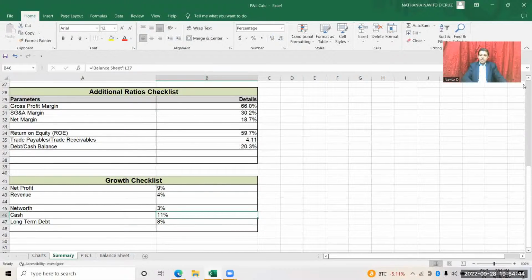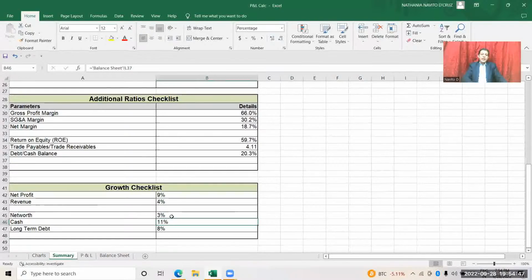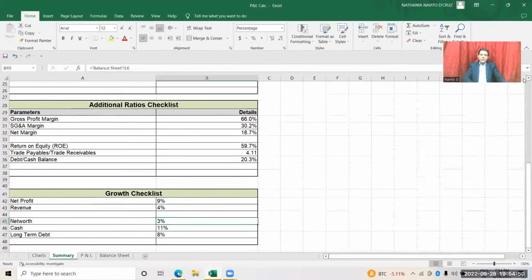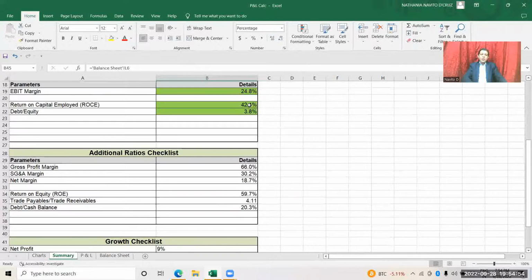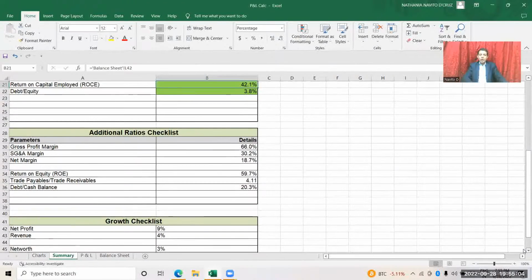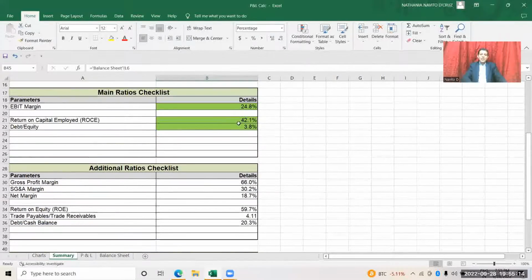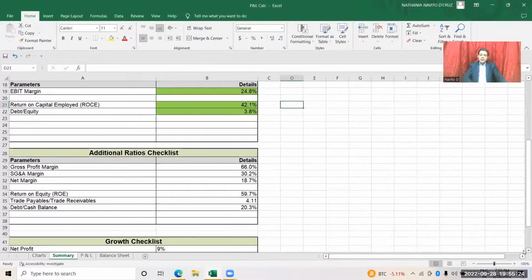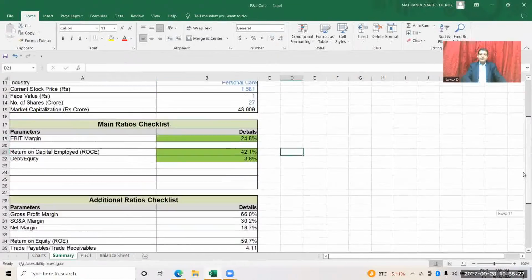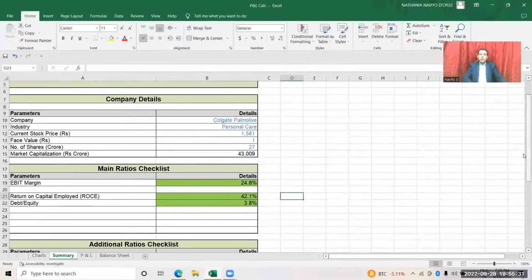So it is worth taking note here that the net worth has grown by 3% for Colgate Palmolive, and return on capital employed has grown by 42.1%. It does indicate that the company is not retaining a lot of cash, and hence it is showing a net worth increase of only 3%. And because it is not retaining any cash, it is resulting in a higher return on capital employed. But nevertheless, it is paying out dividends to its shareholders, and hence it's a good sign. It depends on what the company is expecting to do with its cash.